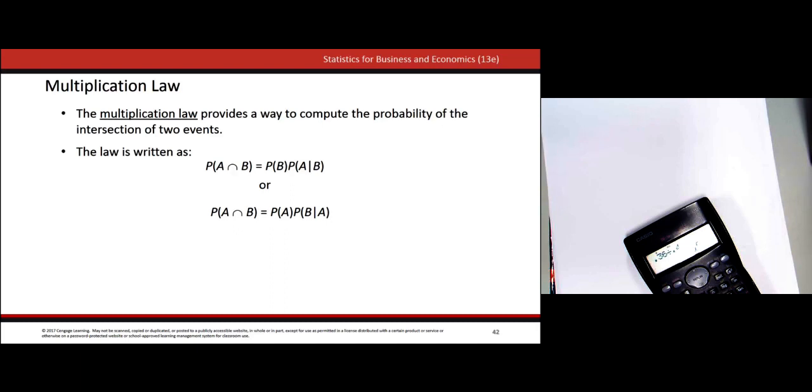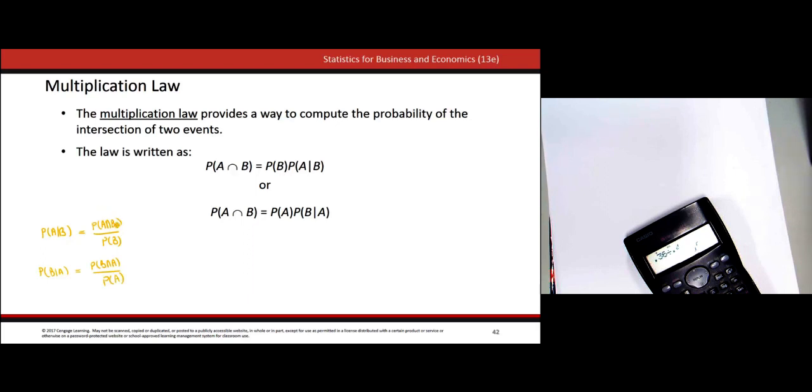So the addition law provides a way to calculate the union of two events. Multiplication law provides a way to calculate the intersection of two events. So if we know that A given B is probability of A intersect B divided by probability of B, and B given A is B intersect A divided by probability of A.